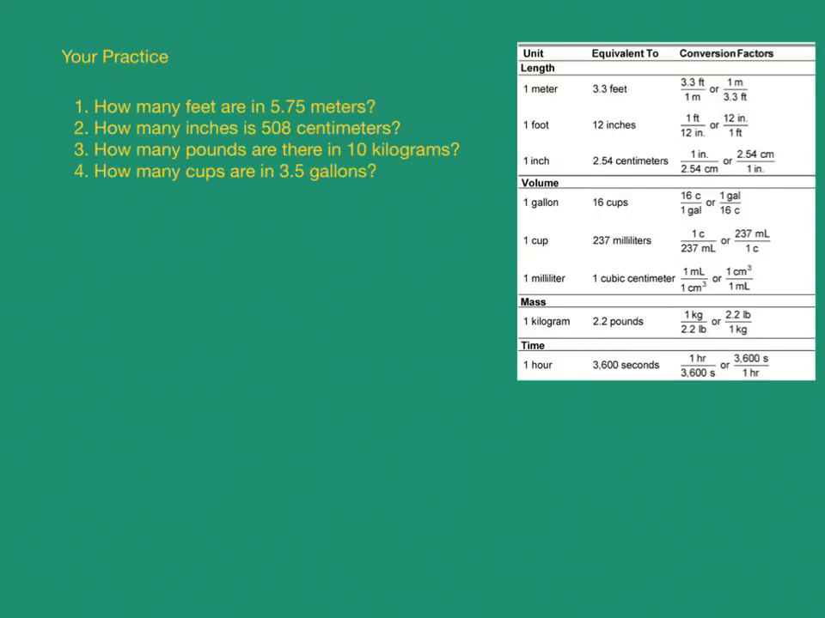All right, guys, it's your turn. So your practice is to do these 4 problems. What I did was I put the conversion factors over here. So if you didn't know how two units are related, that's all over here. And it's even got the equivalents written in conversion factor form. So you just have to pick which conversion factor you need depending on the units. So do these 4 problems.